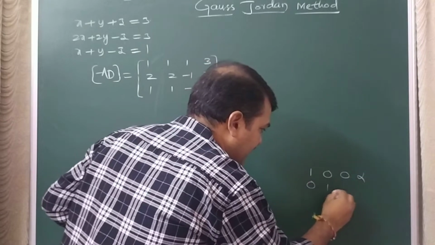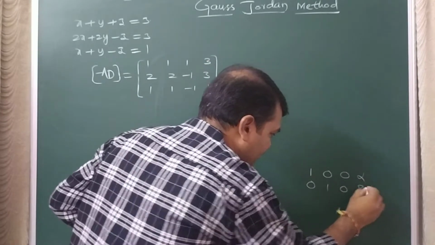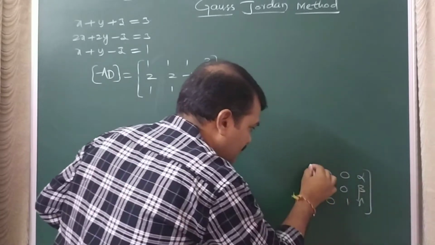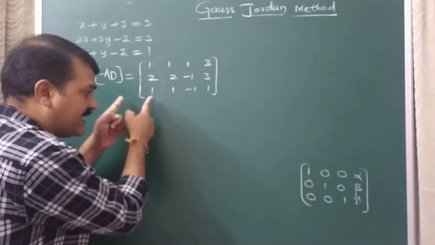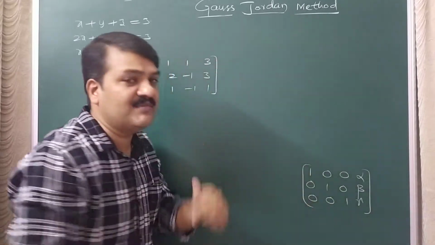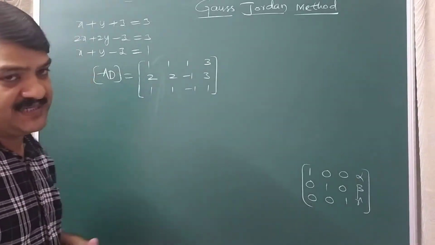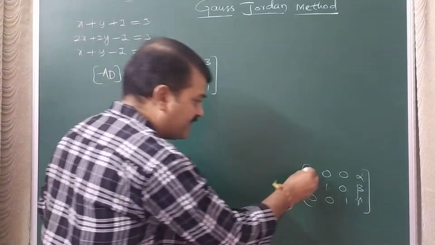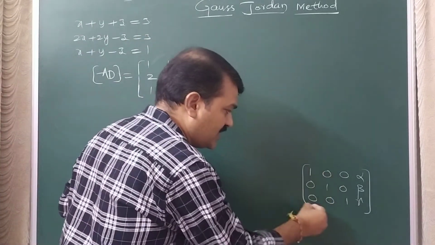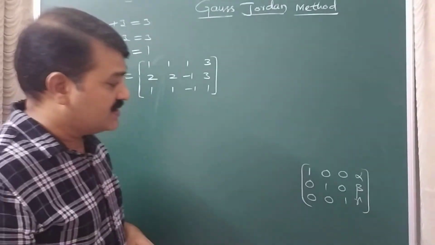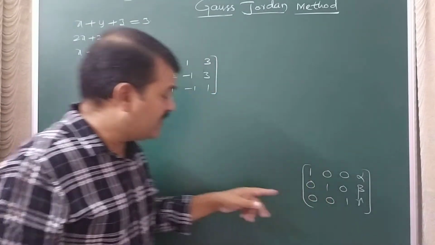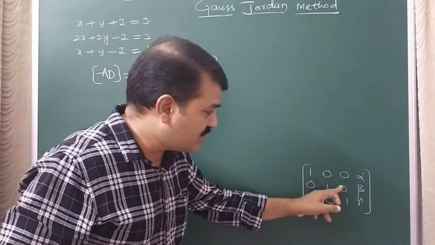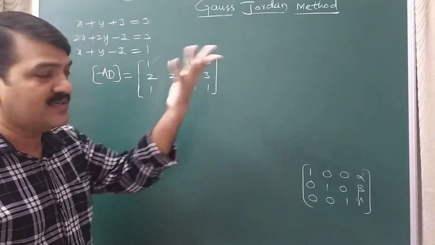This is the final matrix in the Gauss-Jordan method. We will try to convert the augmented matrix into this form, which is the final matrix. So what is the process here? First, we have to try to get 1, 0, 0 in the first column, that is the first step. Try to get 0, 1, 0 in the second column, that is the second step. Try to get 0, 0, 1 in the third column, that is the third step.